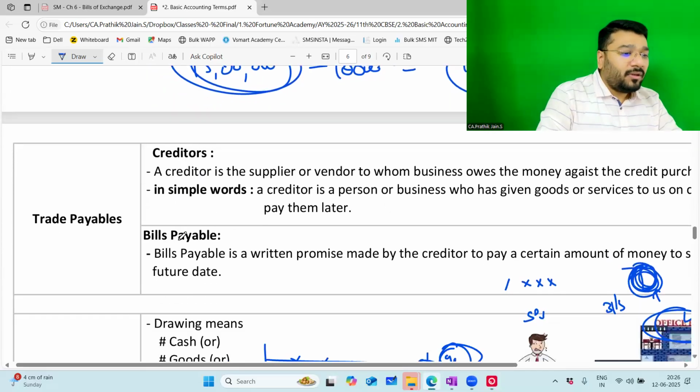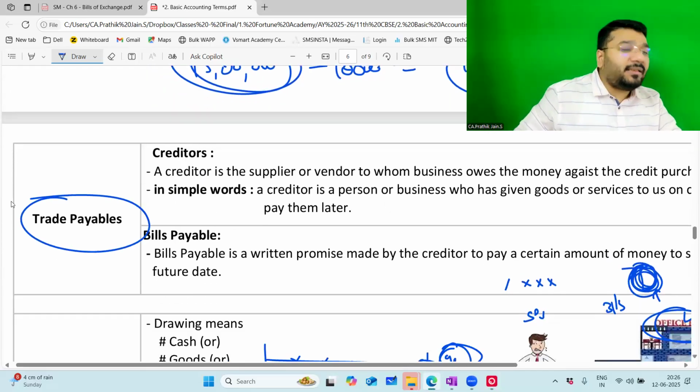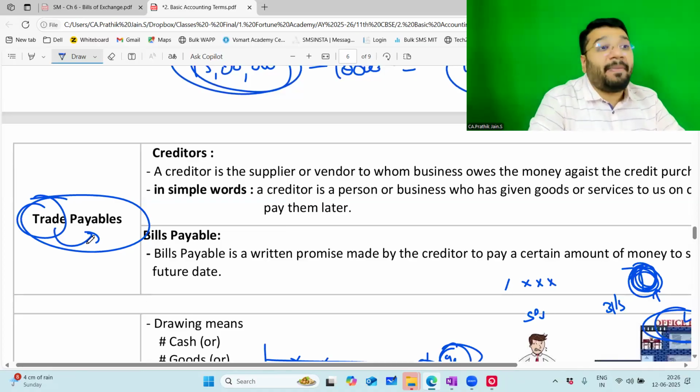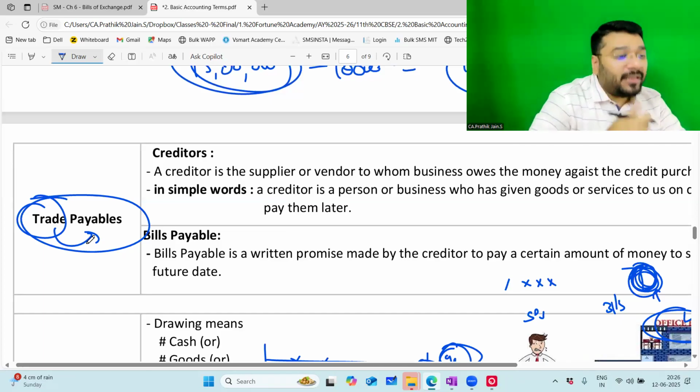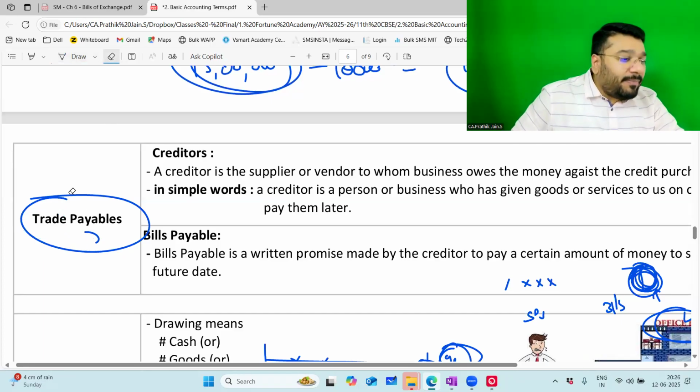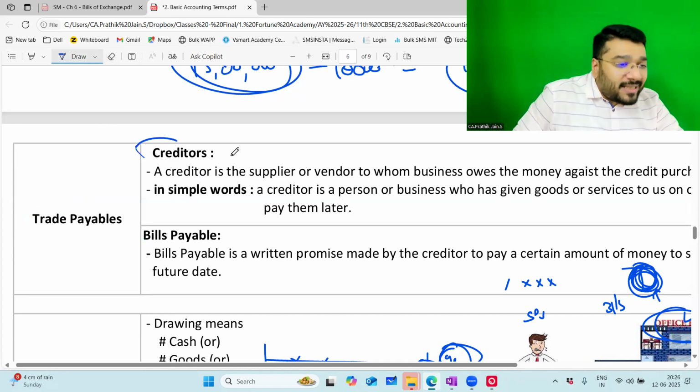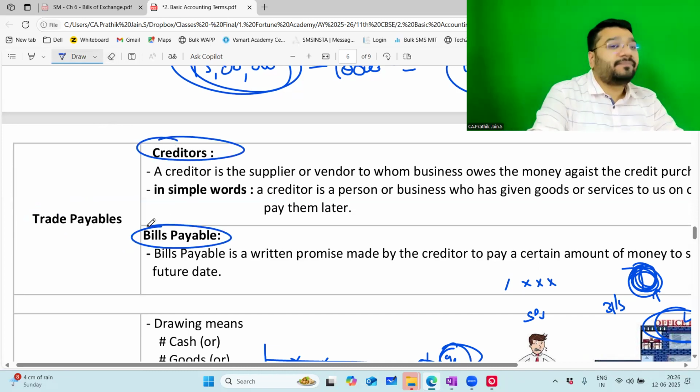Now, there's one more thing that I meant to discuss, called the term trade payables. Trade means what? Business. Something that I have to pay as a part of my business. Payable means what? Payable means yet to pay. Paid means what? Money given. Payable means I'm yet to pay the money. Under trade payable, you have two components. One is creditors, one is bills payable.